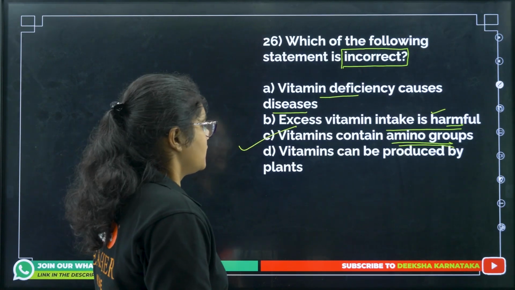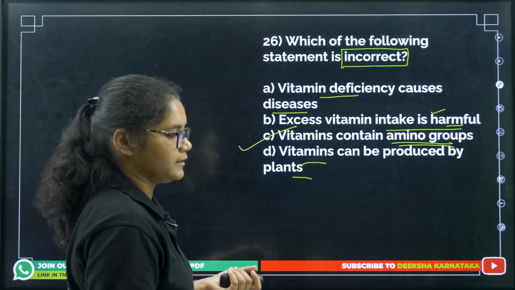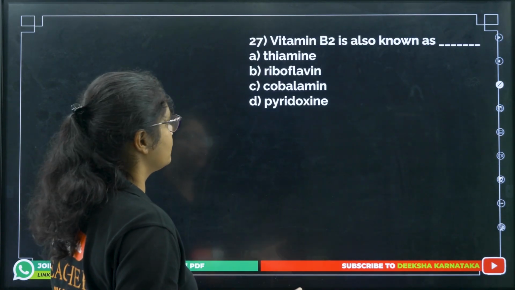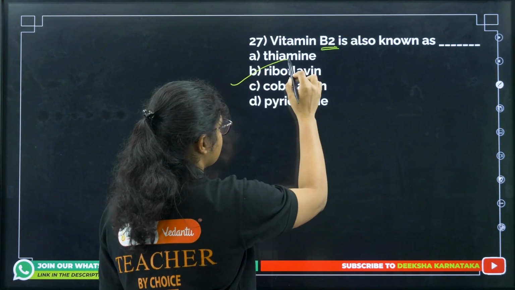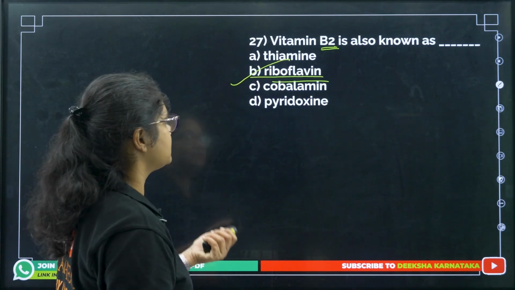Okay. Next, vitamins can be produced by plants. That is the correct statement. Now let us see the next question. Vitamin B2 is also known as. So vitamin B2, the chemical name is riboflavin. So correct answer is option number B, that is riboflavin.